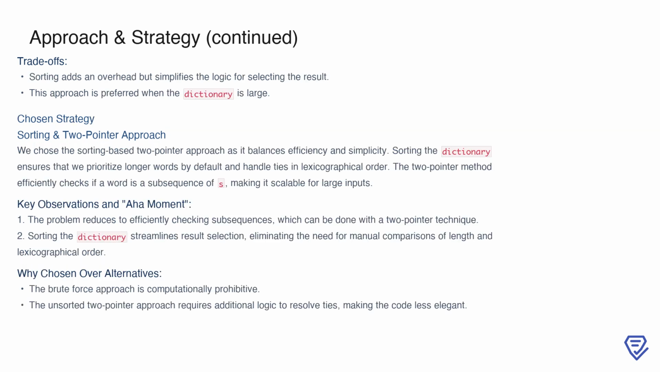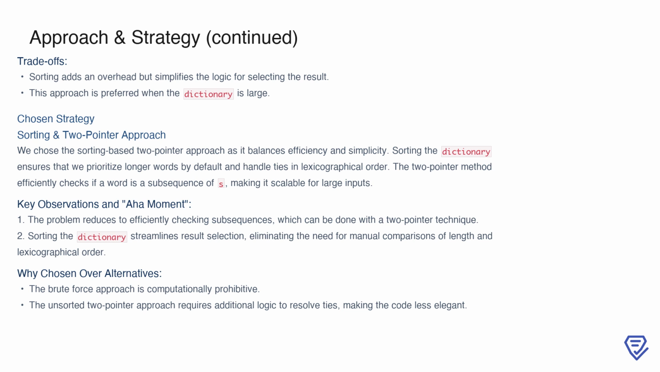Sorting the dictionary introduces a slight overhead, but this is offset by the clarity and efficiency it provides in selecting the result. By pre-sorting the dictionary, we eliminate the need for additional logic to compare lengths or resolve ties during the two-pointer check, making the implementation cleaner and easier to understand.